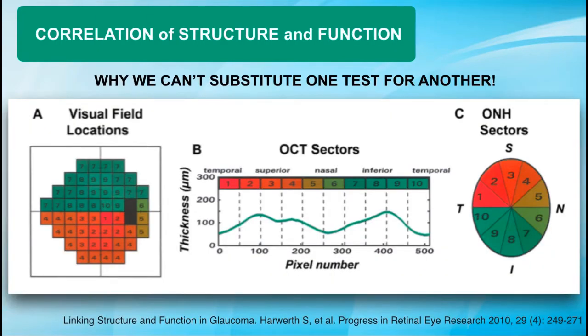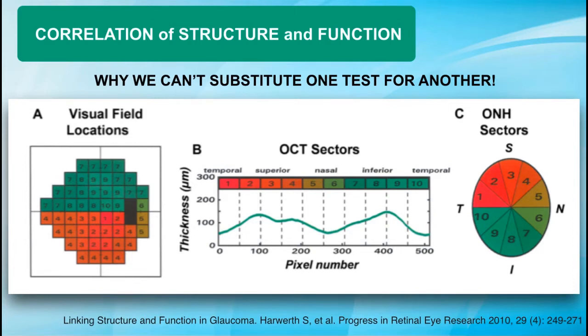So, why can't we substitute structural tests for functional tests? Is there no correlation between structure and function? Of course there is, but the way we present the data means that it's very difficult to compare one to the other. For example, in picture C in front of you, we've divided the optic nerve into 5 superior and 5 inferior nerve fiber layer sectors, and we can overlay them on the typical RNFL TSNIT curve that you see.